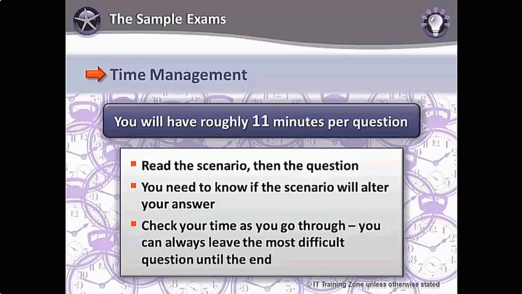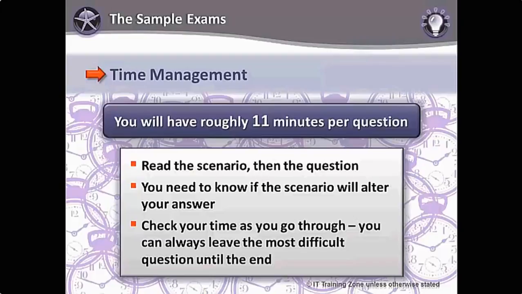Firstly, let's take time management. You will have approximately 11 minutes per question. To make the most of your time, read the scenario carefully, then read the question. You will then be able to judge if any of the points in the scenario will alter your answer. Check your time as you go through. Don't spend too long on one question. Remember, you can always leave the most challenging question and come back to it during the exam.